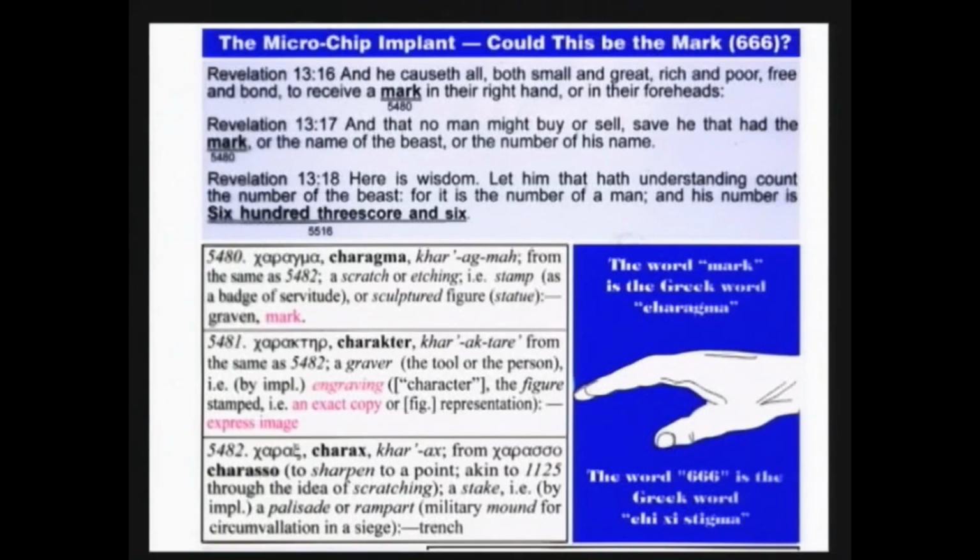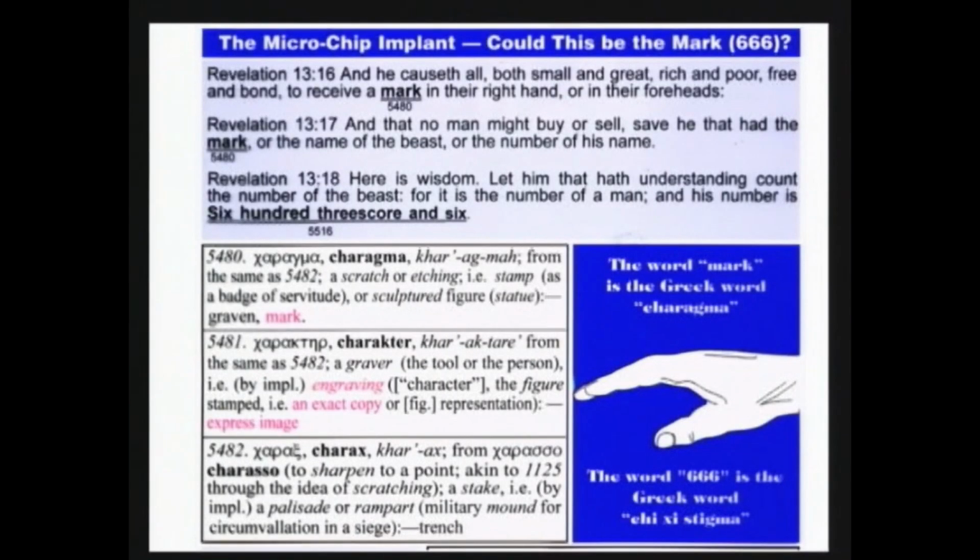Part of Carl Sanders' presentation is this, where he goes through the Greek words for mark, for instance, and he gives the Greek character there. This is from Strong's or Young's or Cruden's, one of the concordances. But it's the number 5480, charagma, however you pronounce that, from the same as 5482, a scratch or etching. Anybody know how they make computer chips? They etch into silicon, don't they? A stamp as a badge of servitude, or a sculptured figure, a statue, a graven mark. Next one, character, from the same as 5482, a graver, the tool of the person, engraving, the figure stamped, an exact copy of, representation, the express image.